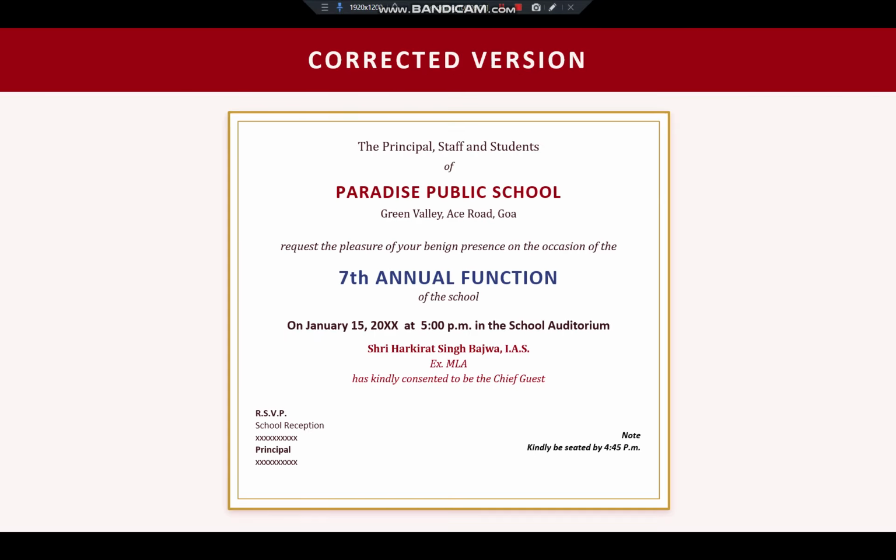Here we have the completed version. The principal, staff, and students of Paradise Public School, Green Valley, East Road, Goa. This will be given in the question. Request the pleasure of your benign presence on the occasion of the 7th annual function of the school. So here come the date, time, and venue. And here the chief guest, Shri Harkirat Singh Bajwa, IAS, ex-MLA, has kindly consented to be the chief guest. RSVP was already there. Note: kindly be seated by 4:45 p.m. And the outer box. This will give you full credit. No marks will be deducted if you write the invitation like this.